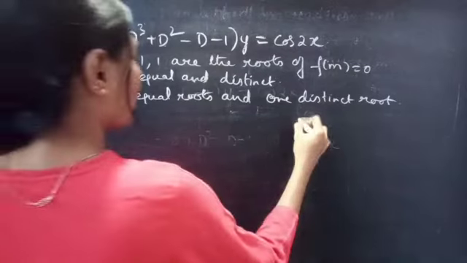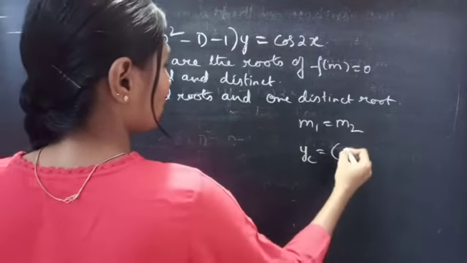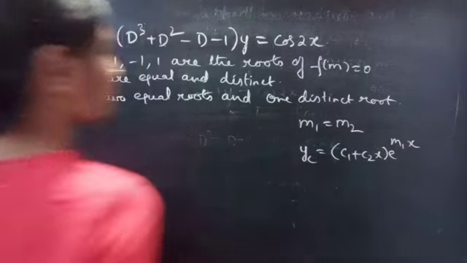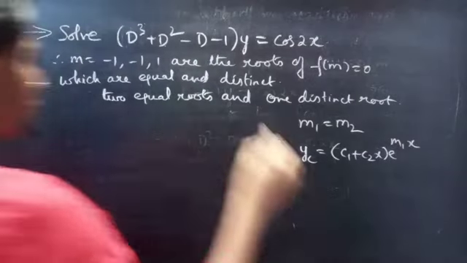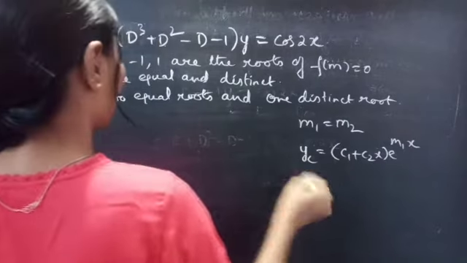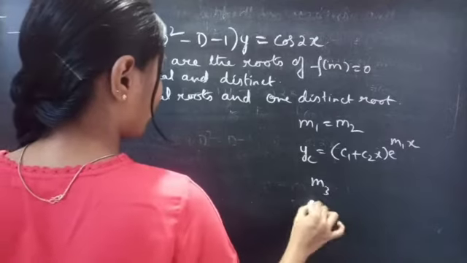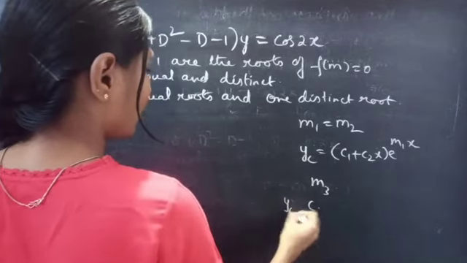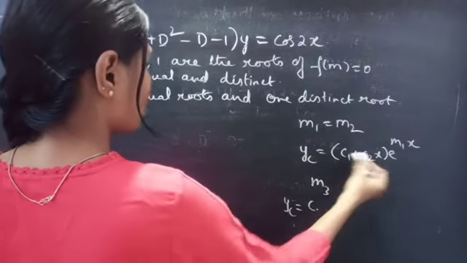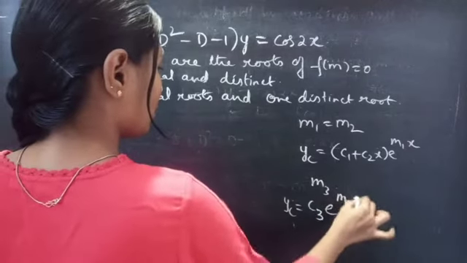We know that when two roots are equal, say m1 equals to m2, then our complementary function will be c1 plus c2x into e power that equal root into x, right? And if we have one distinct root, say m3, here I have used two roots m1 and m2, so I'm taking the third root as some m3. If we have one root which is distinct, then our complementary function will be a constant. We have already used c1, c2 constants, so we'll take another constant c3 into e power that distinct root into x.